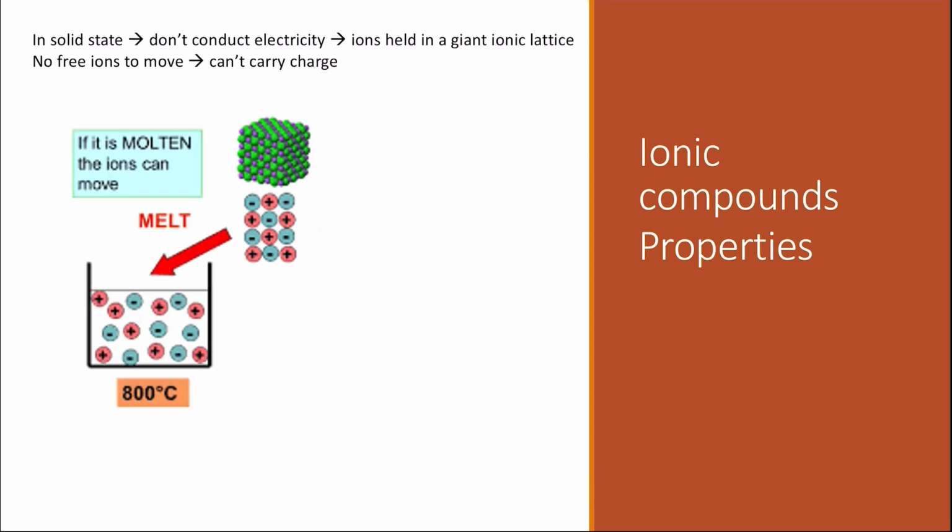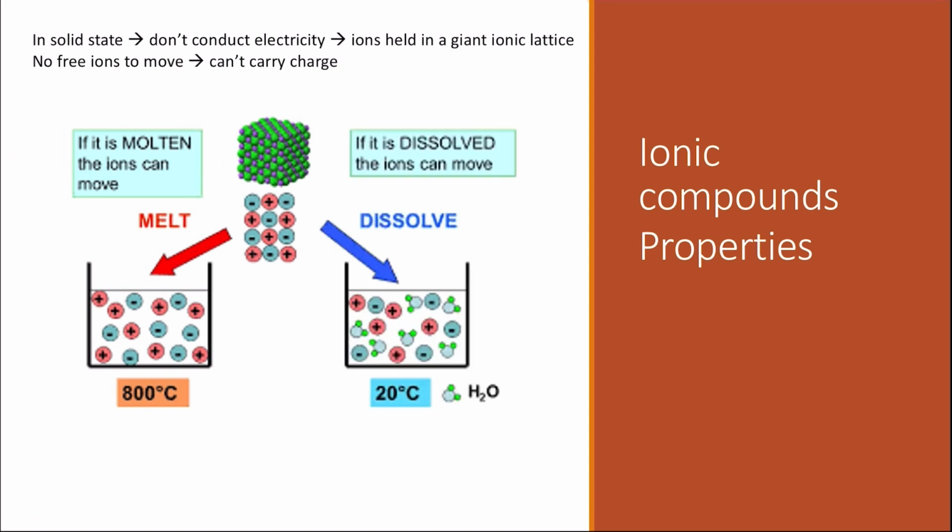However, if you melt the ionic compound, then the ions become a bit separated from each other. They become more freely moving. So now we have free ions that can carry the charge. Also, when you dissolve ionic compounds, the ions are separated and they are now free to move. So now we have free ions that are free to move, and they can carry the charge.